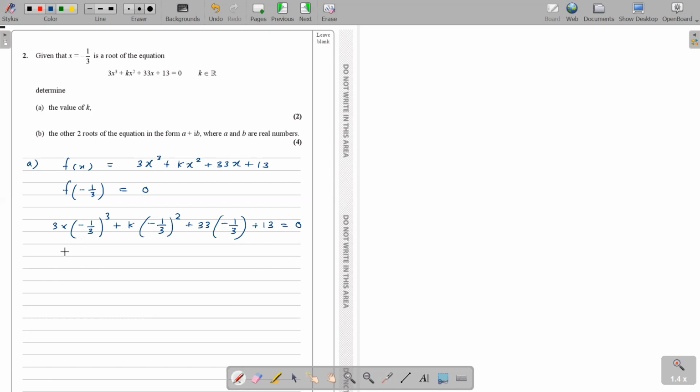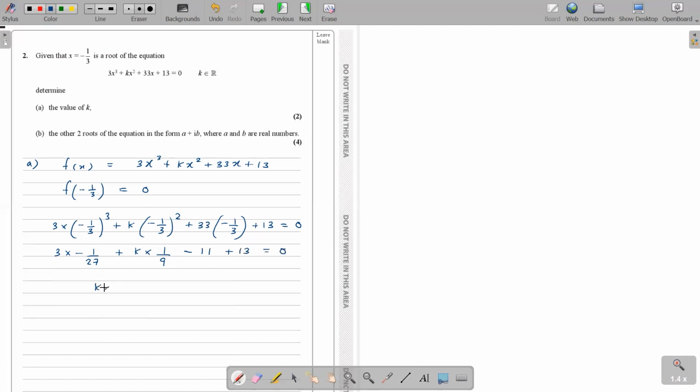Okay, what do we get here? 3 into minus 1 over 27. This is k into minus 1 over 3 squared, which is positive 1 over 9. Make sure you type the powers outside of the bracket when you're typing in the calculator, okay? The powers. This is minus 11 plus 13 equals 0.